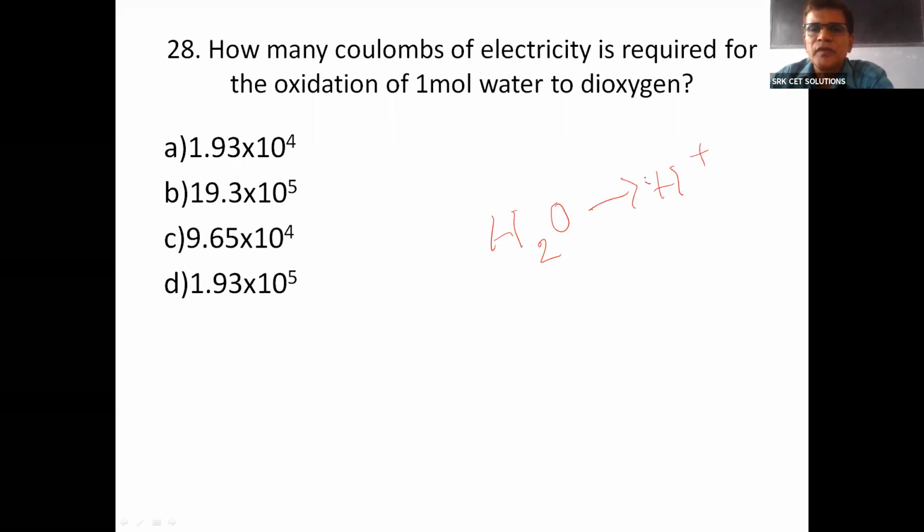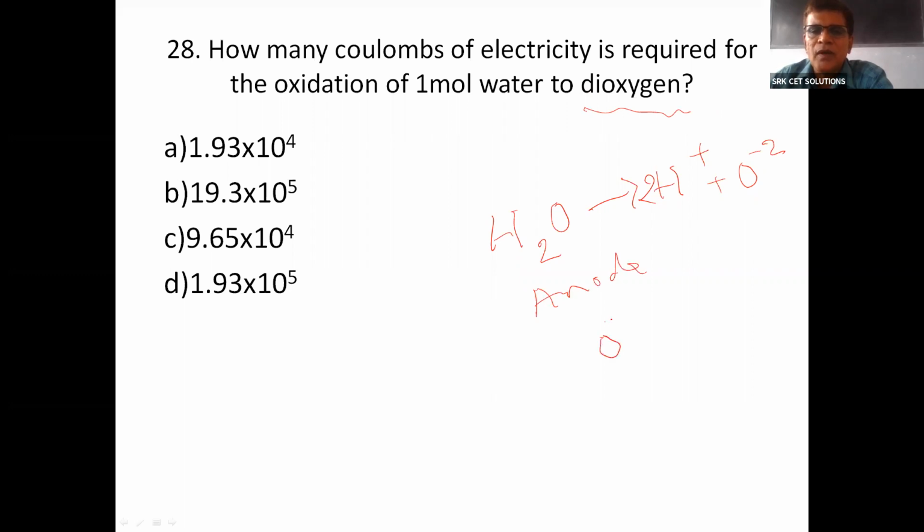2H plus and O minus 2. Let me write. First, they are converted into ions. What is given here is dioxygen. Dioxygen is formed from the oxide ion. Oxide ion goes to the anode.